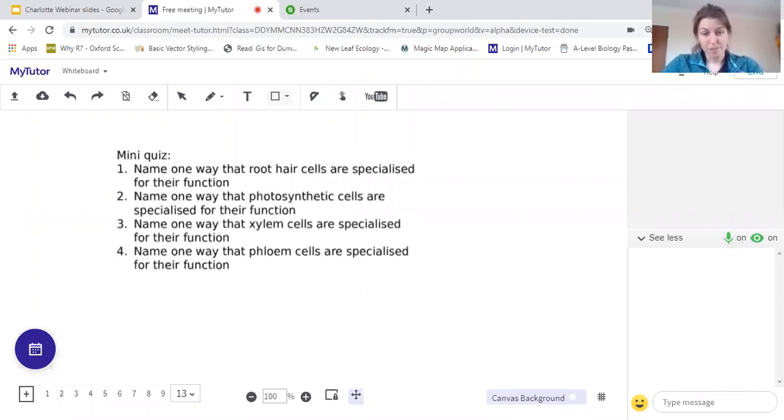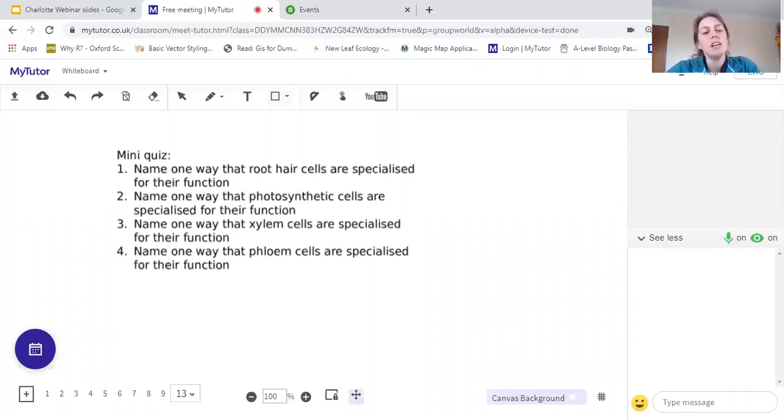Okay. Anything else for photosynthetic cells? Where are they on a plant? Good. Tops of leaves, brilliant. Yeah, they help plants make their food. Where photosynthesis takes place, they're made in the leaves, brilliant.